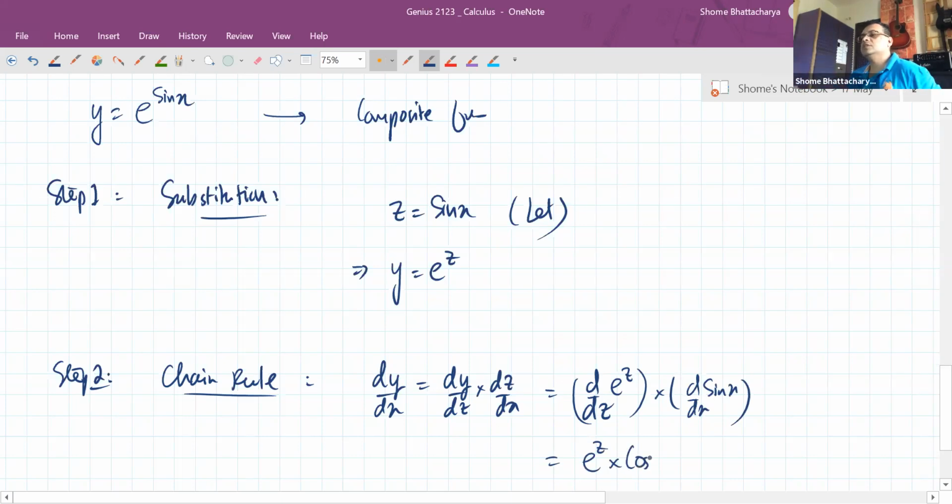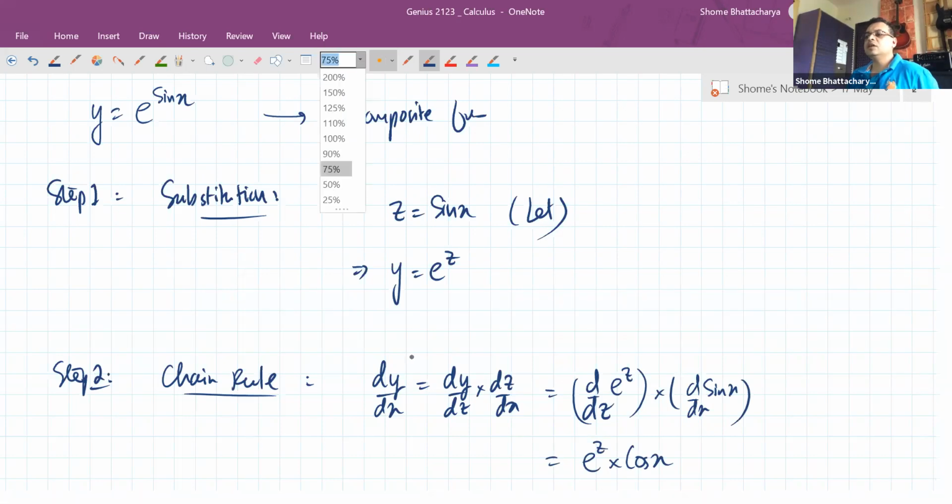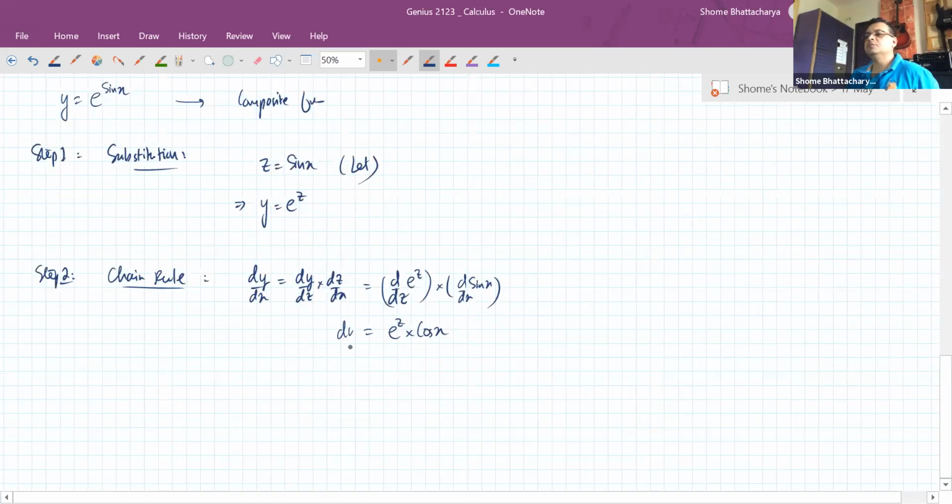Differentiation of sine x, you can see, is cos x. And the third step is the resubstitution. I cannot leave the answer in terms of z because z is a dummy variable. So I have to resubstitute z. Okay, so step 3 is the resubstitution step.